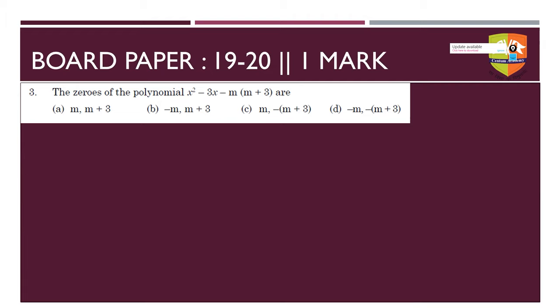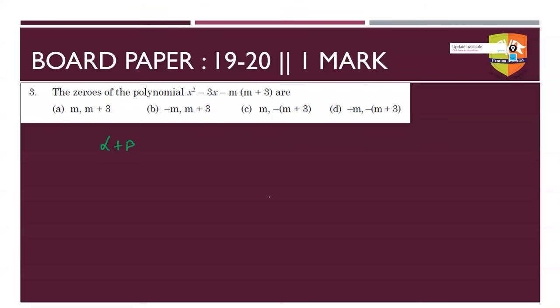So minus m, zeros of the polynomial x square minus 3x minus m plus 3 are... You're saying b, because the sum of the roots is minus 3. Yeah. So sum of roots alpha plus beta.